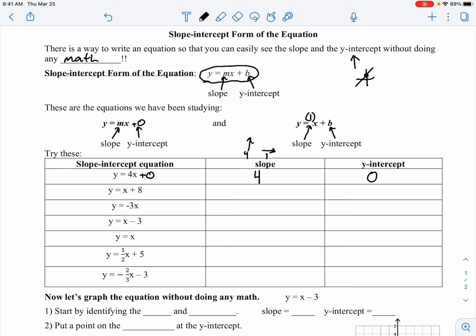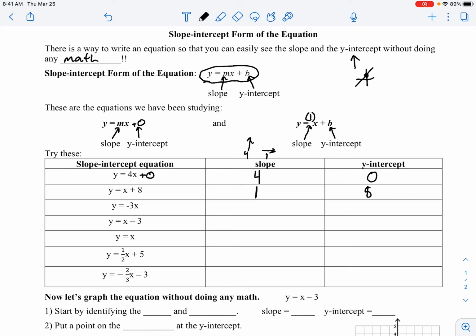All right, so for our next equation here, y equals x plus 8, what is our slope? We don't want to say that there's nothing in front of our x, so our slope is 0, or else the x would disappear. If we had 0x, there would be no x there. So there's really a 1 hiding in front of that x, so our slope is 1. And our y-intercept is 8. So it's really easy to just look at these equations and tell what our slope and our y-intercept are.